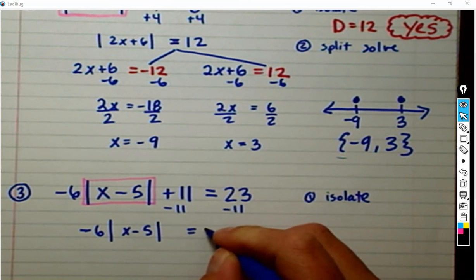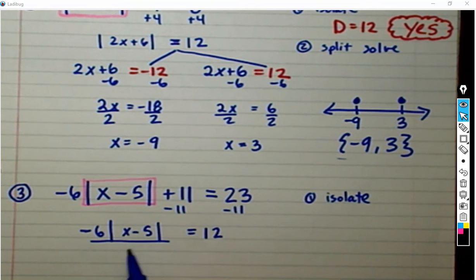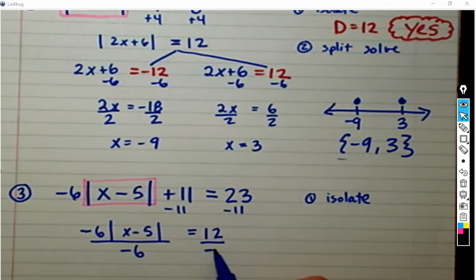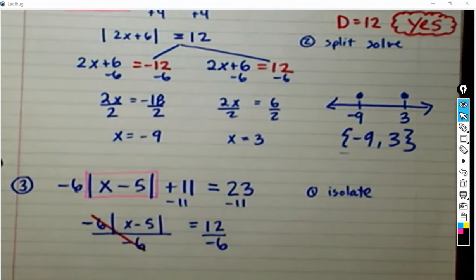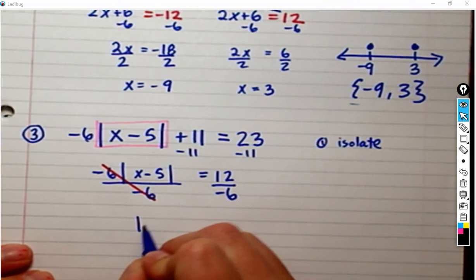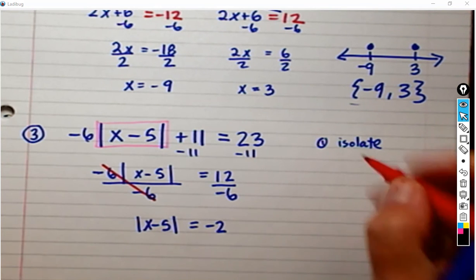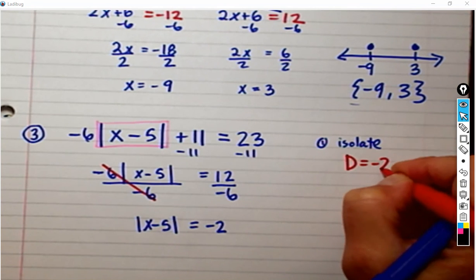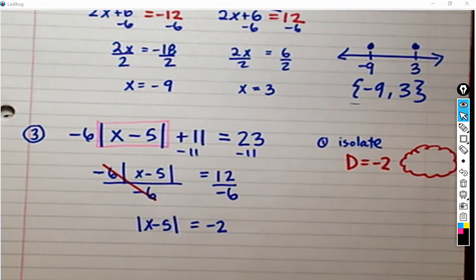Okay. Alright, so I'm isolating. Working on that PEMDAS. Okay, so that cancels right there. And we end up with, thinking bubble. Can distance be -2? No.